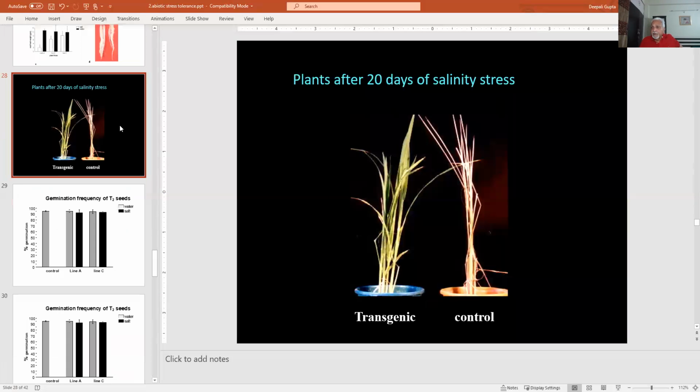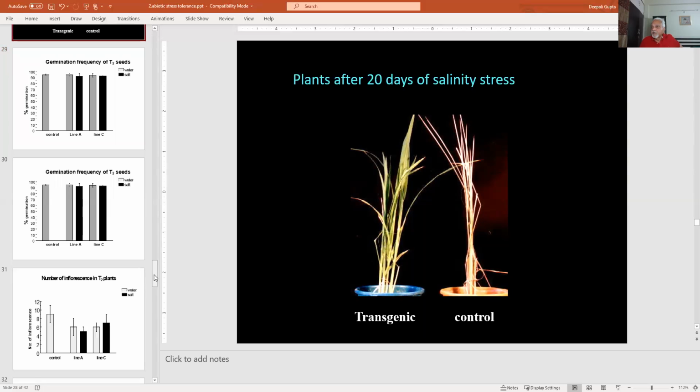Okay, then if you give salt stress to the plant for 20 days, meaning you stop watering, or you irrigate with water having a high concentration of salt, this is what happens. The control plant dies within 20 days, and the transgenic plants continue to grow, and give flowering and seed set.